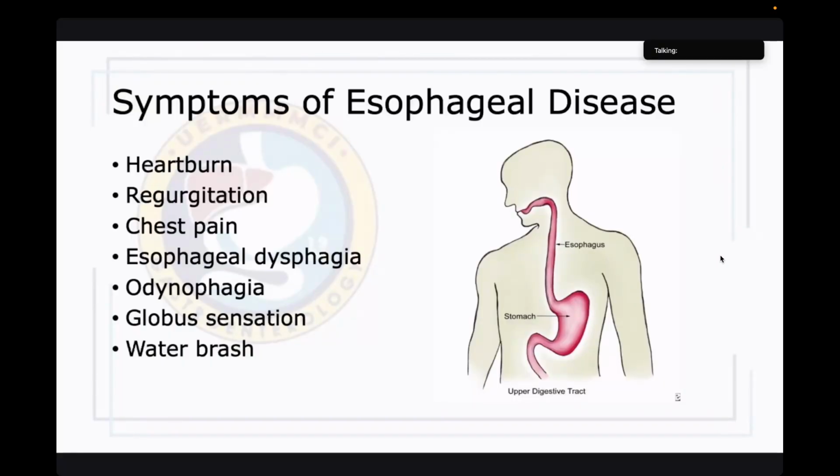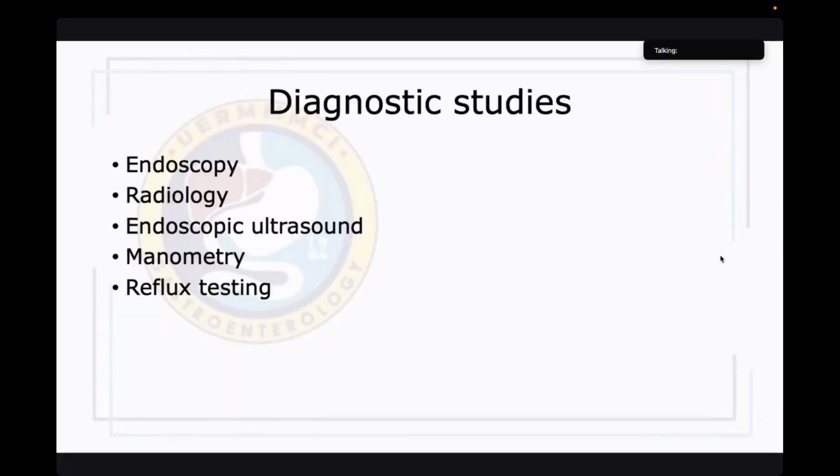The difference between water brush and regurgitation is that water brush is mostly saliva and not gastric contents. And this occurs as a reflex and not from actual gastric fluid coming up. Let's now proceed to the diagnostic workup of patients presenting with esophageal symptoms.